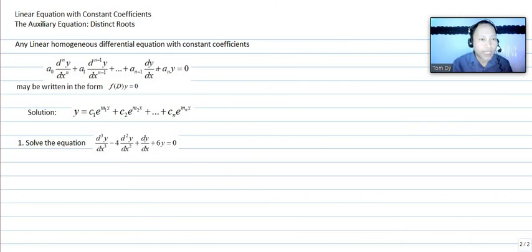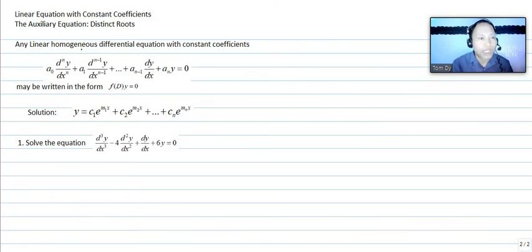Now, if we have this kind of differential equation, which is a linear homogeneous differential equation, then our way of solving this one with distinct roots is y equals c sub 1 e raised to m sub 1 x plus c sub 2 e raised to m sub 2 x plus dot dot dot plus c sub n e raised to m sub n x. In other words, this is our solution if we have here our linear homogeneous differential equation.